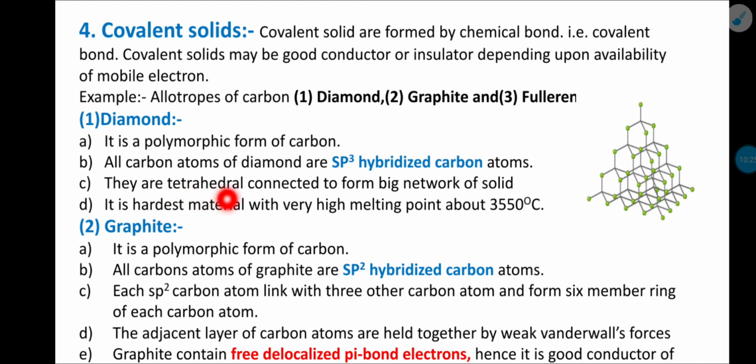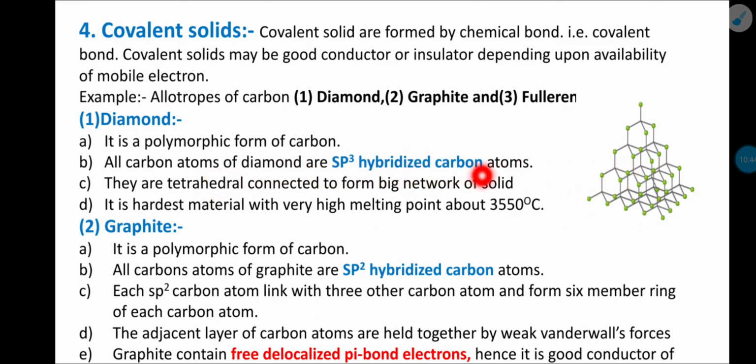They are tetrahedrally connected to form a big network solid. It is the hardest material with a very high melting point of about 3550 degrees Celsius. So this is very important.